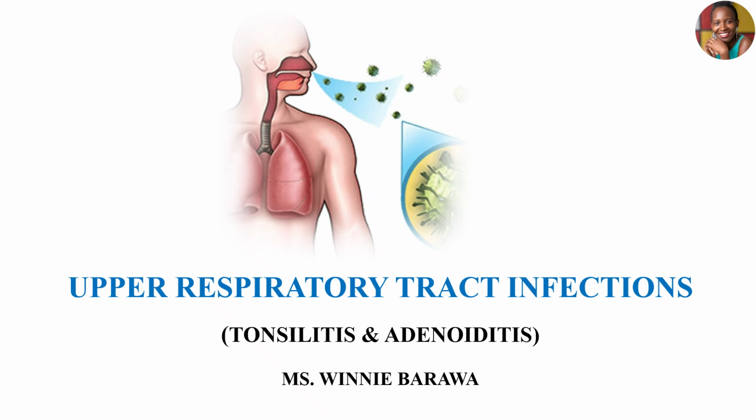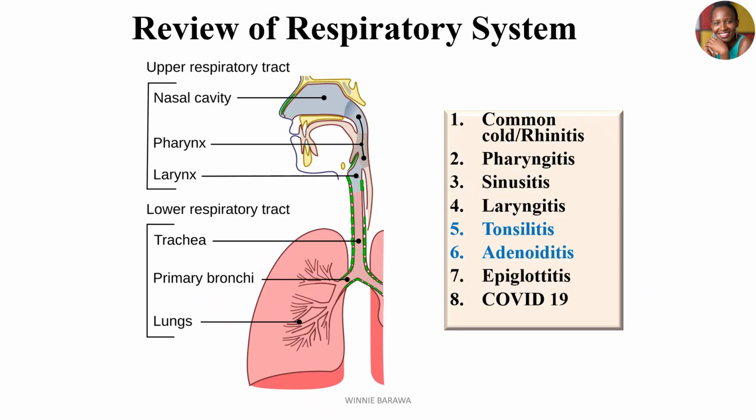We've looked at other respiratory tract infections, including the lower ones like pneumonia, asthma, pneumothorax, and so on. But in this session, we're going to focus more on the upper respiratory tract, with key focus on tonsillitis and adenoiditis. In the previous lessons, we expressed that the respiratory tract has two levels.